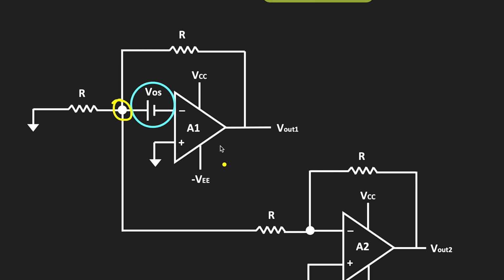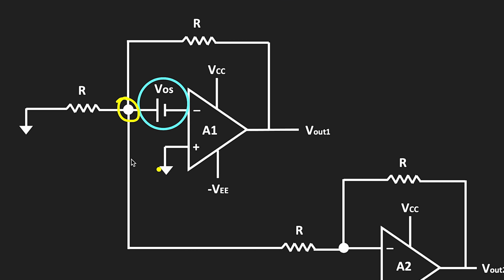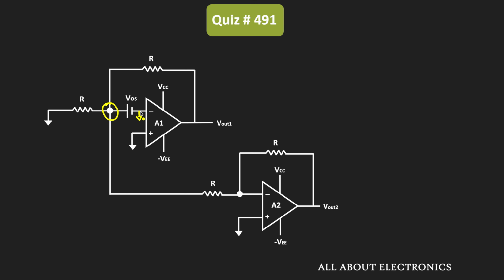So here if you observe for this op-amp A1, then the non-inverting terminal is at the ground potential. That means this inverting terminal will also be at the ground potential. So we can say that the voltage at this node is equal to VOS. So let's say this node is node A, while this node is node B. And this node B will be at the ground potential, because for this op-amp A2, the non-inverting terminal is at the ground potential. That means this node B will be at the ground potential, while the voltage at this node A will be equal to VOS.